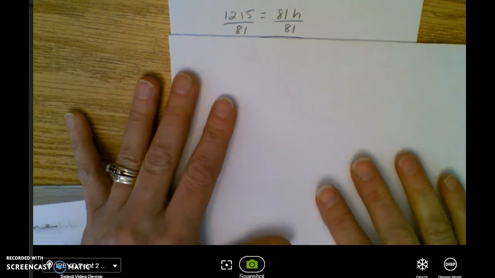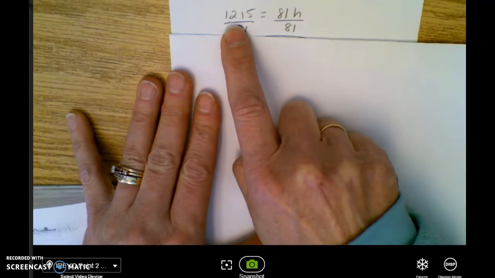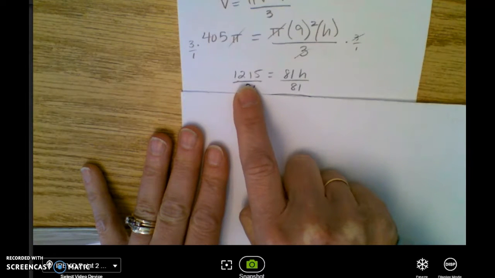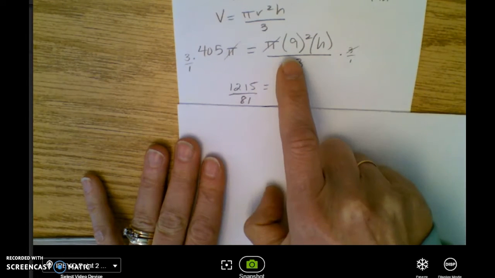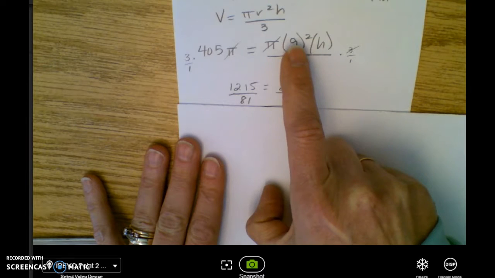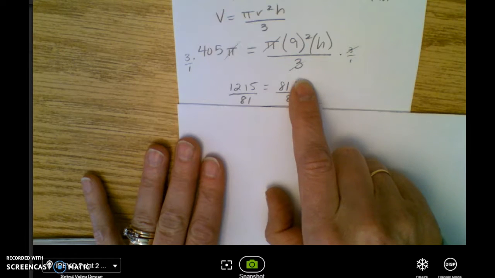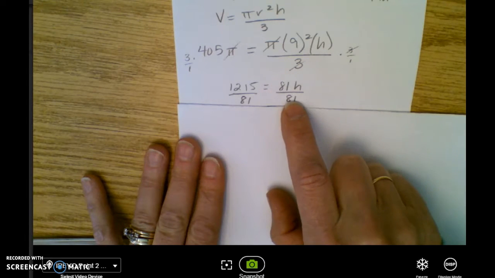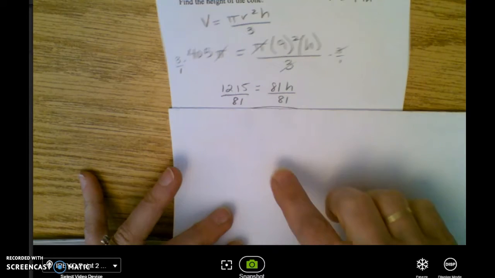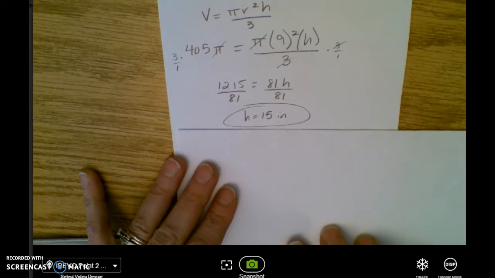So by multiplying by 3, this is how we gain the 1,215. On this side, what I did to get the 81 is I just took my radius of 9 and I squared it, and I left it attached to my height. Remember, that's my variable that I'm solving for. So the only thing left to do is to divide by that 81. When you divide by 81, you're getting a height of 15 inches.